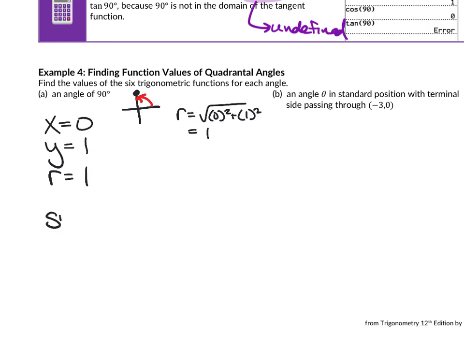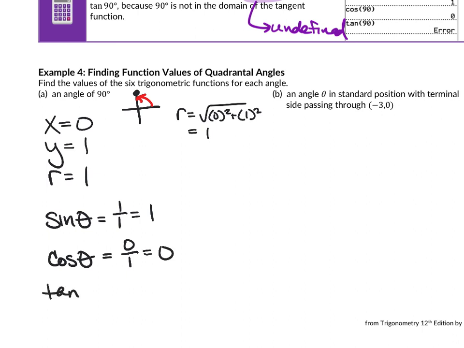Okay, so we have sine of theta. What are the letters I'm using for sine of theta? X and R. I mean Y and R. Y and R. So this is 1 over 1, aka 1. For cosine of theta, what are the letters I'm using? X and R. So that would be 0 over 1. Do I need to panic when I do 0 over 1? No, that's just 0.